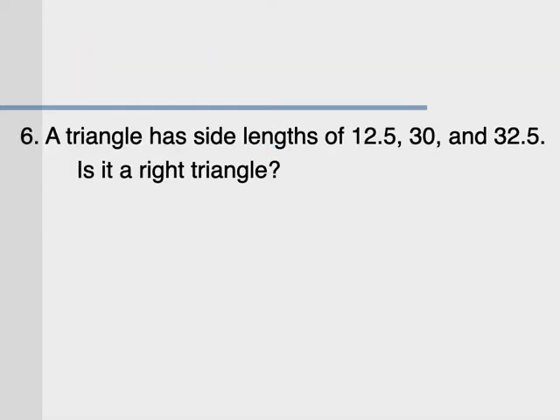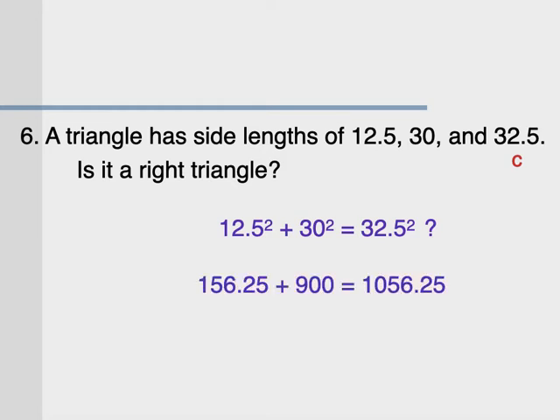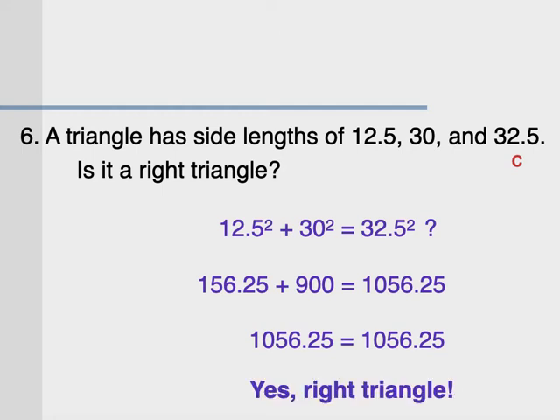Next, use the converse of the Pythagorean theorem to solve question number 6. First off, out of the 3 side lengths of this described triangle, which one would have to be c? If you said 32.5, well done. Now, the other 2 sides can be your a and b. Go ahead and make your Pythagorean theorem equation, and we're going to check to see if it works out or not. If you square each piece and add like terms, you do get a true equation. So if you said yes, it's a right triangle, well done.